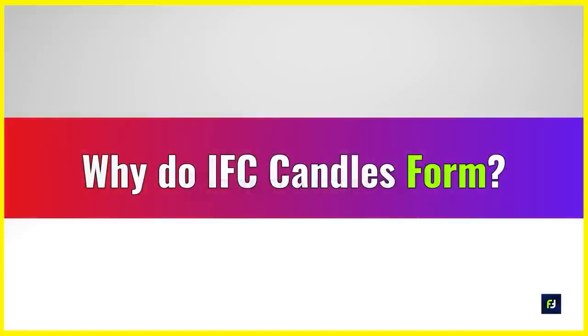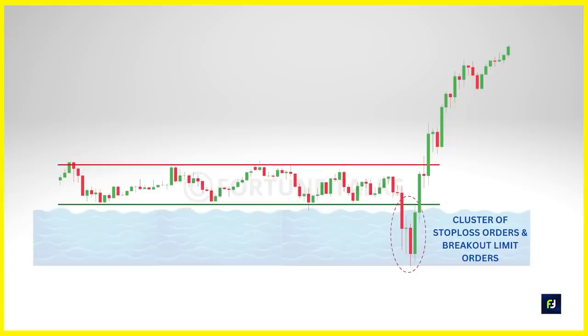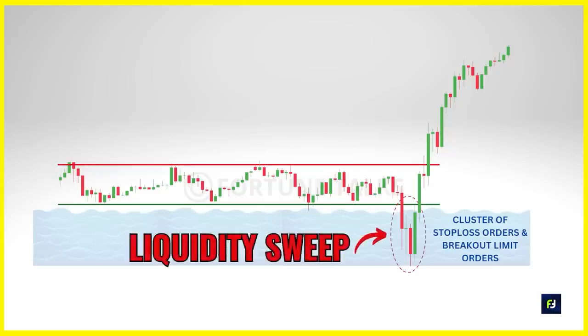Now you may ask me, why do these institutional candles form? The one word answer is obviously liquidity sweep. But for the sake of better understanding, let's just take the longer route. Whenever there is a buyer in the market, there must be a seller. So there must be somebody on the other side of the market to take the trade. This is true for all liquid markets and assets.